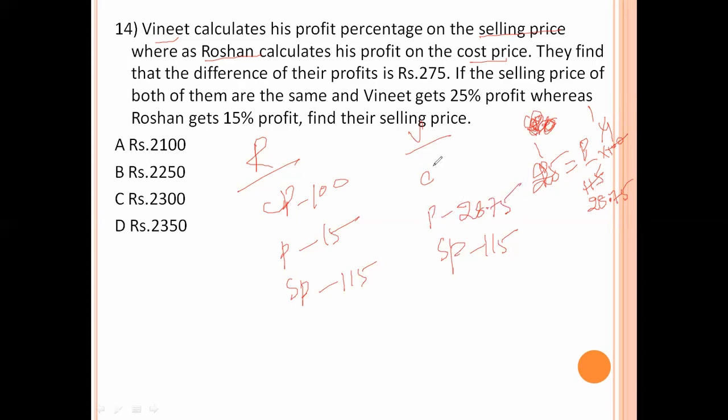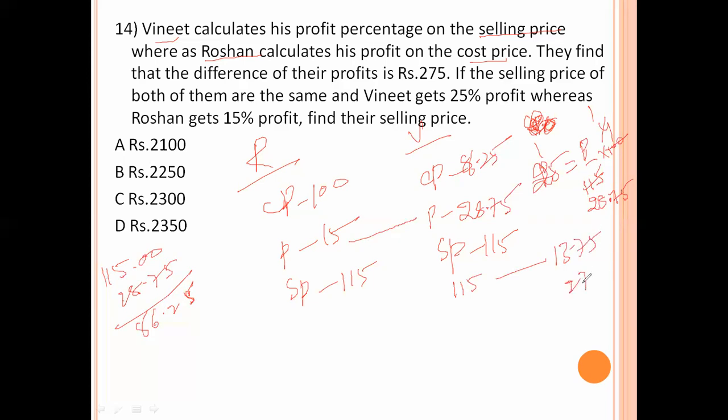Now subtract this from the selling price to get the cost price: 115.00 minus 28.75 is 86.25. Now the profits difference is how much? 15 minus 28.75 gives a difference of 13.75 when the selling price is 115.